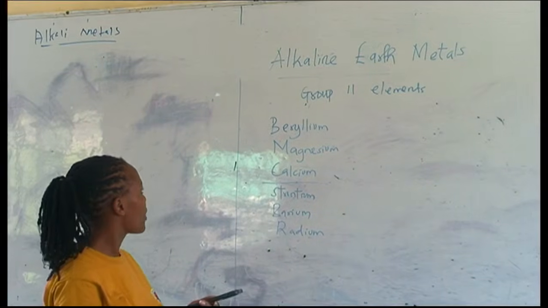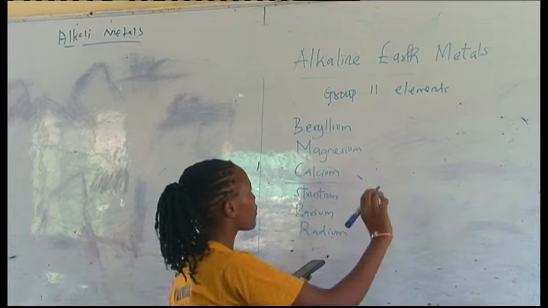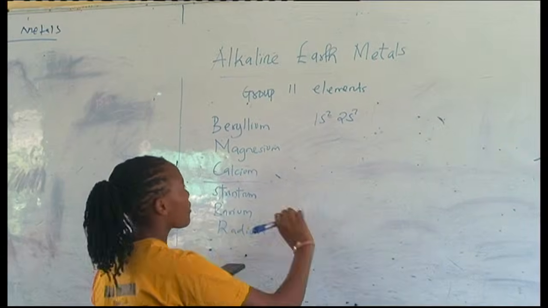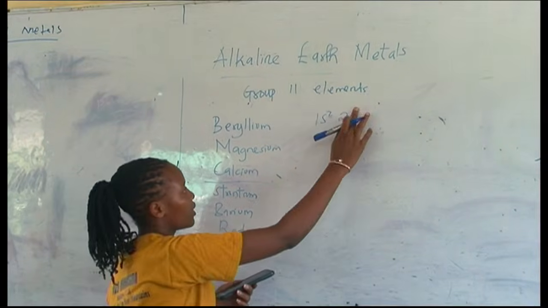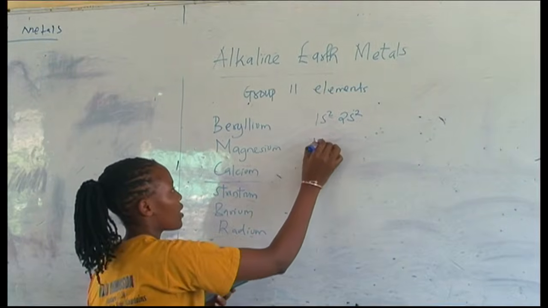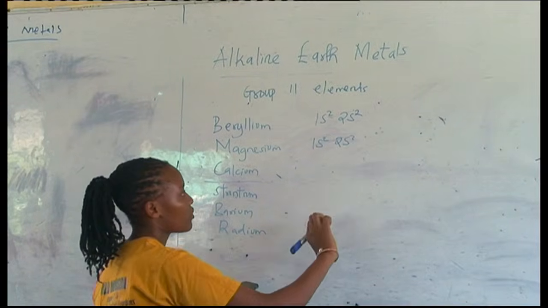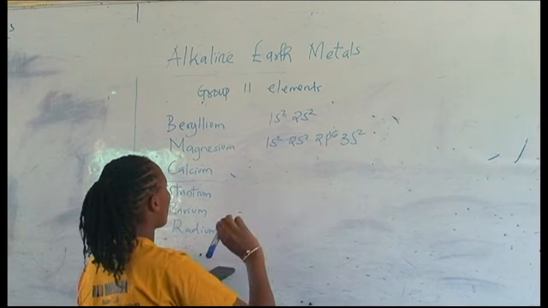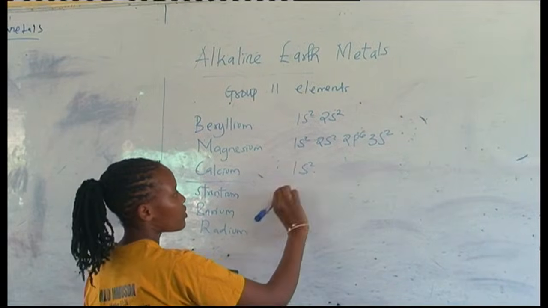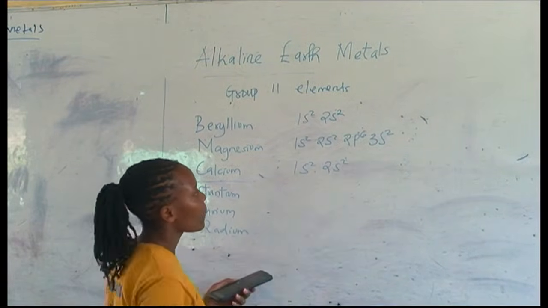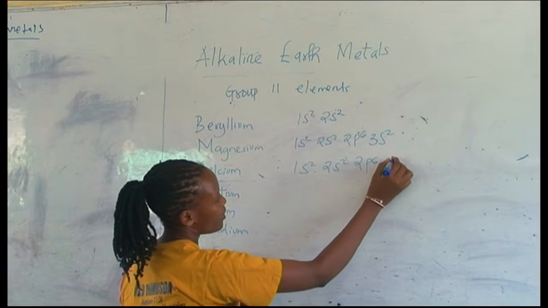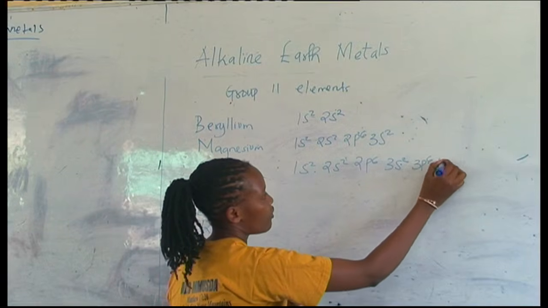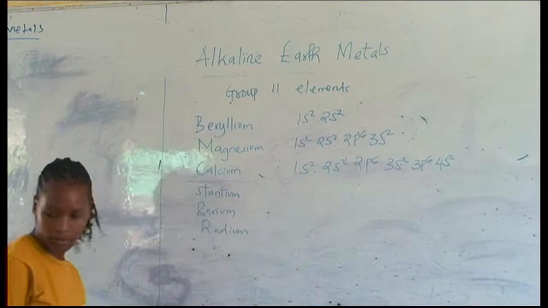But because we are only focusing on the first 20 elements, we are going to talk about beryllium, magnesium, and calcium. Beryllium has a configuration of 1s2, 2s2. Magnesium, on the other hand, has a configuration of 1s2, 2s2, 2p6, 3s2. Calcium has a configuration of 1s2, 2s2, 2p6, 3s2, 3p6, and 4s2.